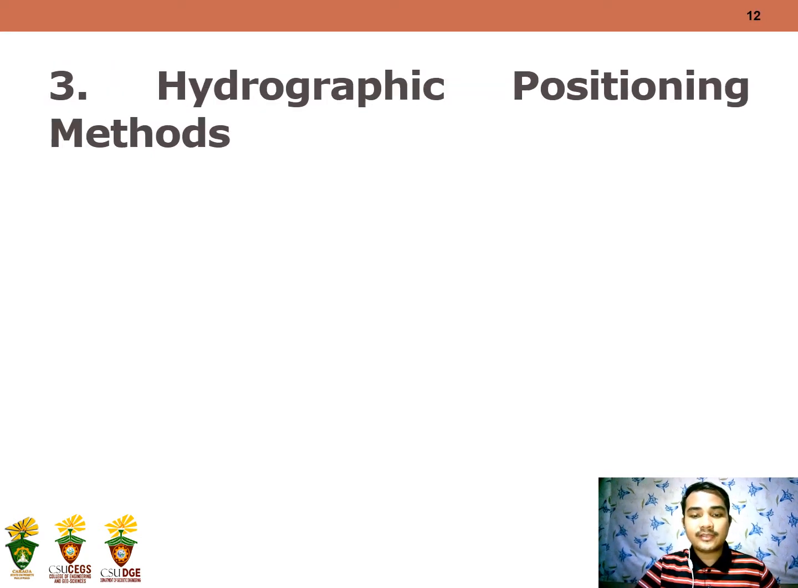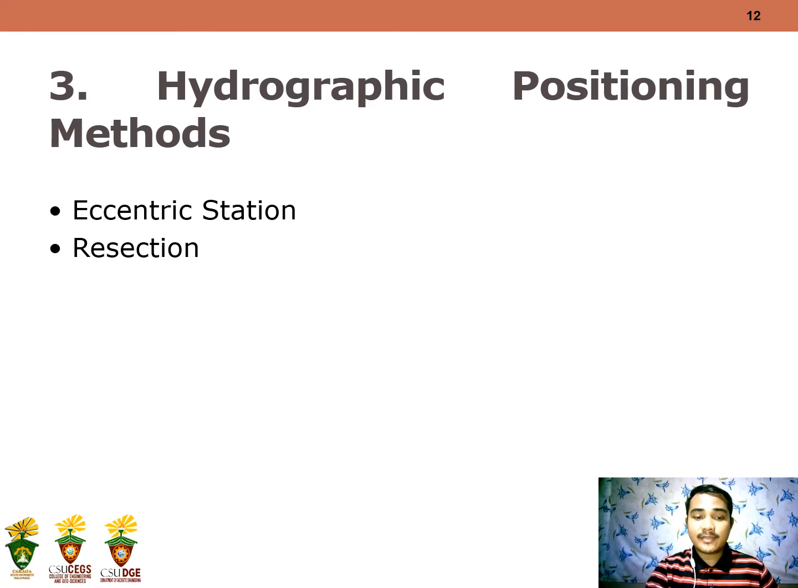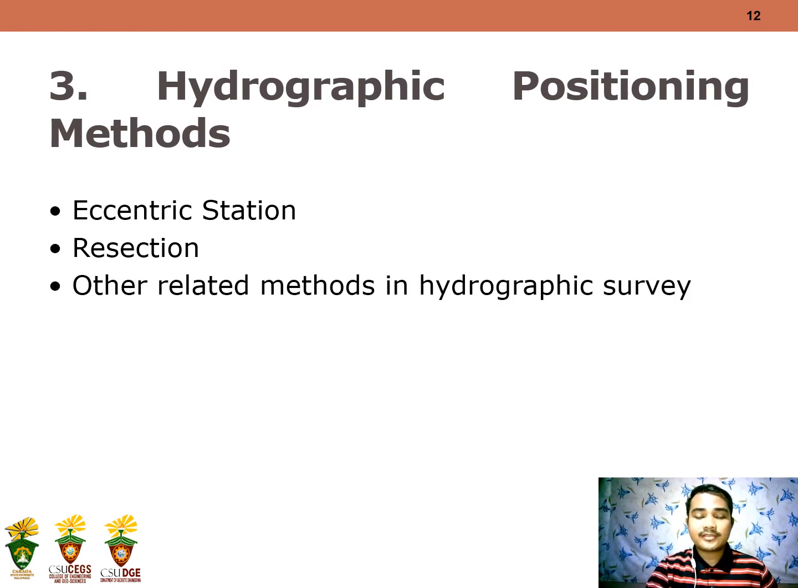The third topic is all about the hydrographic positioning methods. In this topic, we are going to discuss the eccentric station, calculations, and the resection method, how to solve resection problems, and other related methods in hydrographic survey, the conventional methods, or conventional survey procedures before we have a hydrographic survey.